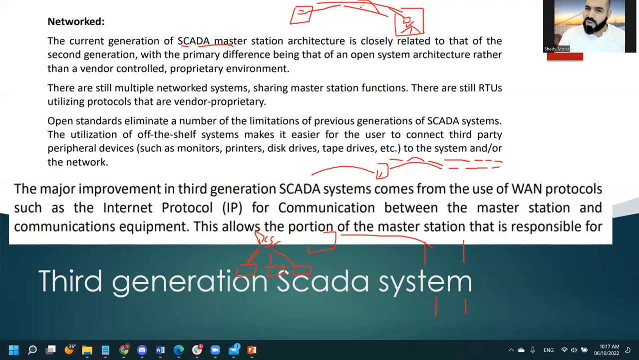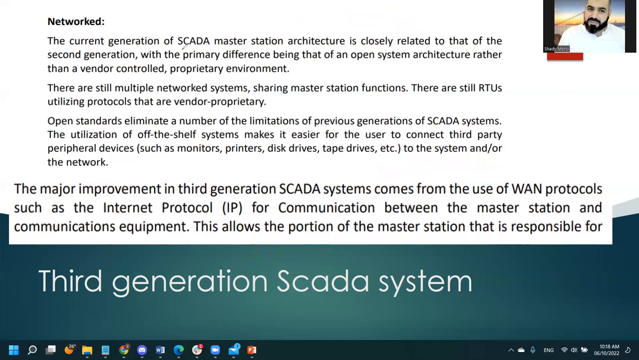Because once you open the door to the internet, it's great to have the powerful sharing of information, but it's also opening the door. So we moved from a completely isolated system, they called it the air gap system, because it's completely isolated from the internet and from everything, to a model that is relying on the internet to share information. So that's what I wanted to highlight in this picture, what we mean by SCADA. So the master station architecture is closely related to the one in the second generation, with a primary difference being that of open system architecture, rather than a vendor controlled one inside your environment, okay?